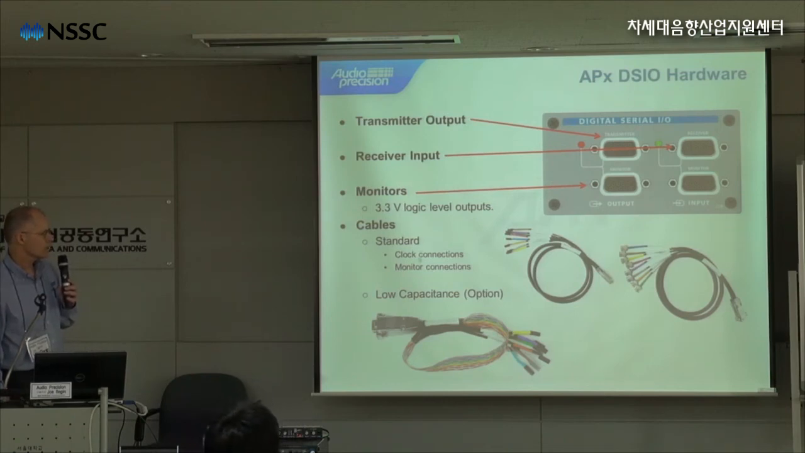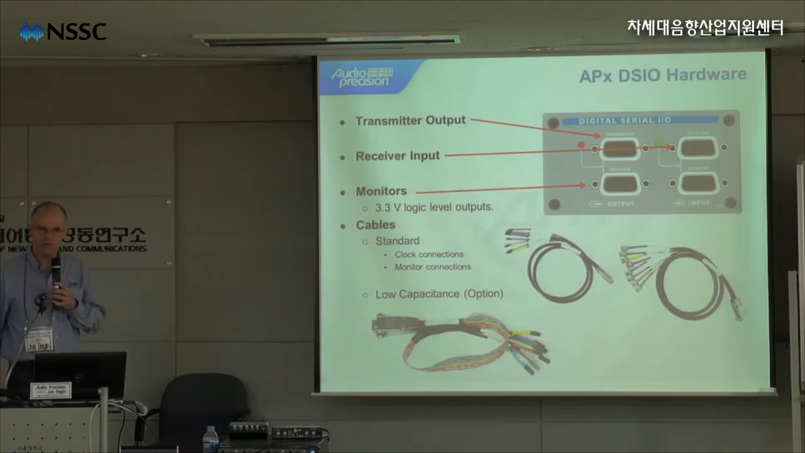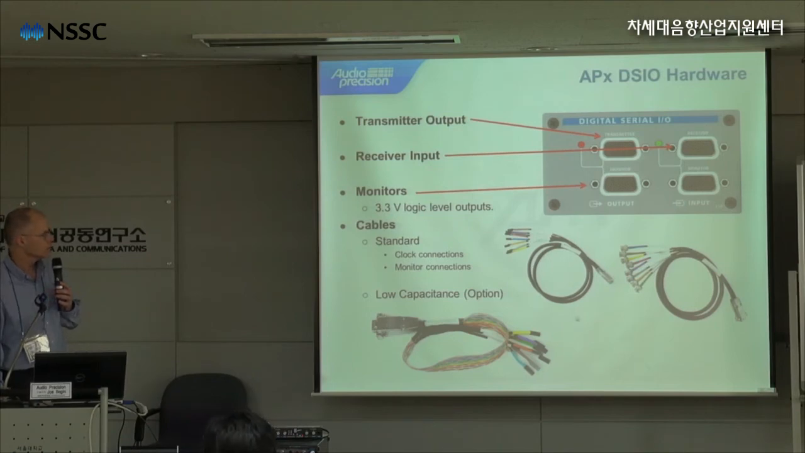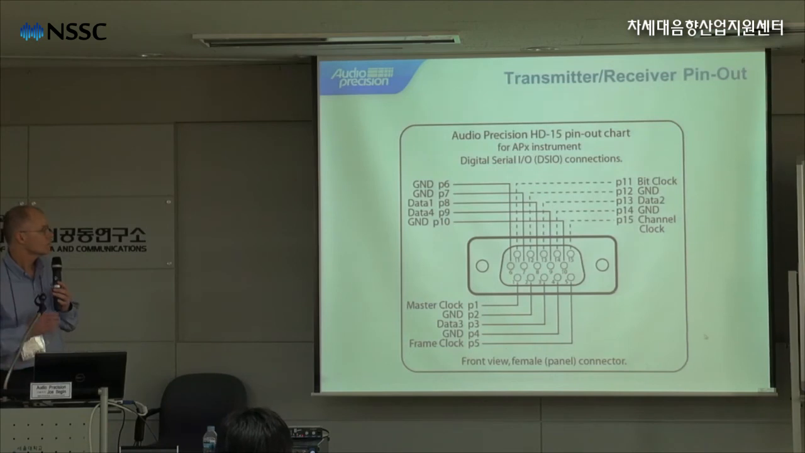These are the cables that we provide. There's a cable with all of these 2-pin headers that connects directly to the headers on a circuit board. Then we have these BNC cables for the monitor output to connect to an oscilloscope. We also have this optional low capacitance cable with very short leads. A lot of times these smaller power devices cannot handle a lot of cable capacitance, so this shorter cable is available. This shows the pin-out connections for the transmitter and receiver. It's a 15-pin connector, just like a VGA connector, but with a different pin-out.